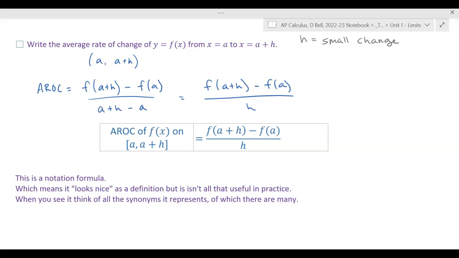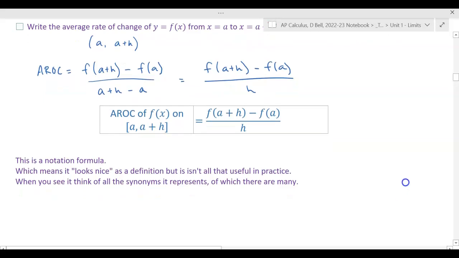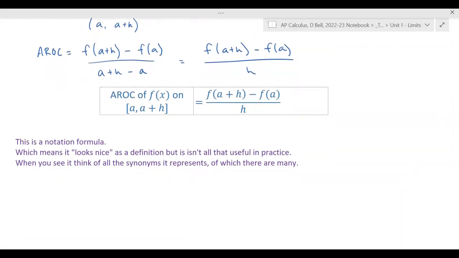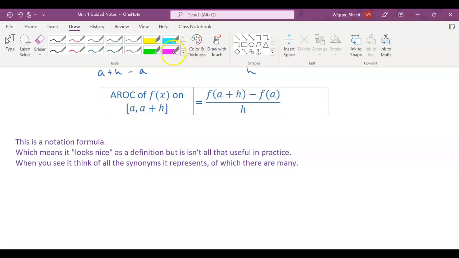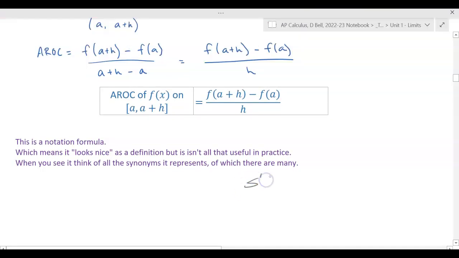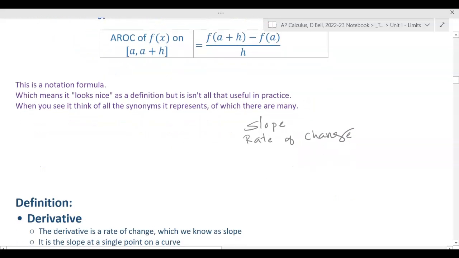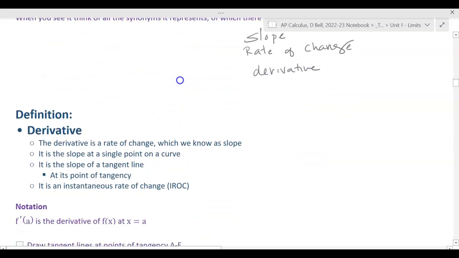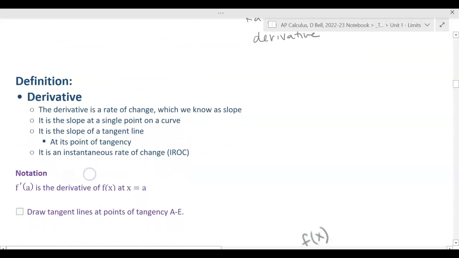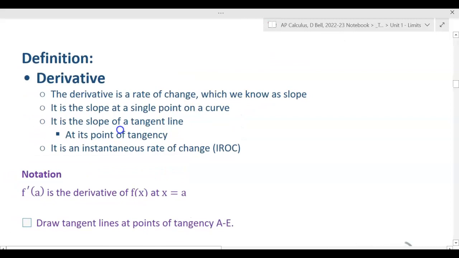So note, this is a notation formula, which means it looks nice as a definition, but it's not all that useful in practice. When we see it, we want to think of the synonyms it represents, of which there are many. We want to think of slope, rate of change, or derivative. And the word derivative, which we're getting ready to define, you'll see is also a synonym for slope.